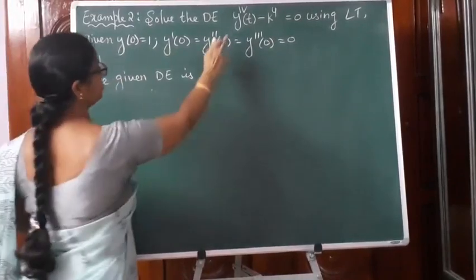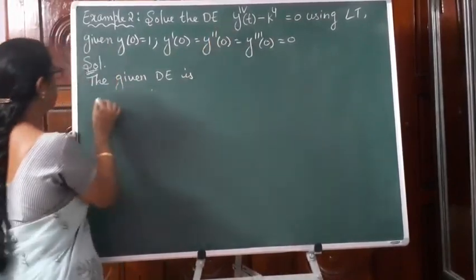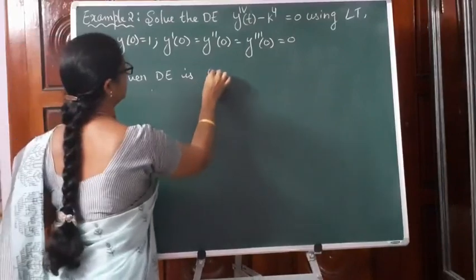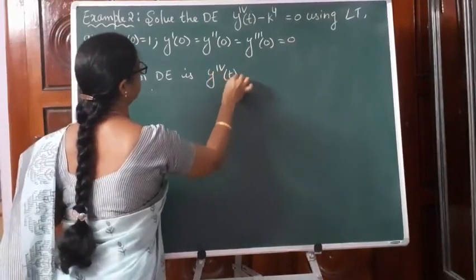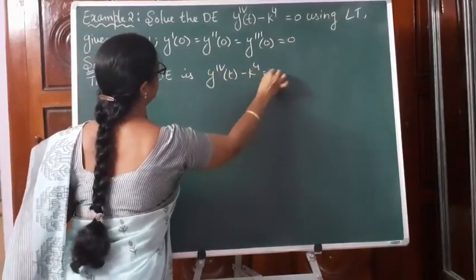So now consider the differential equation and take Laplace transform on both sides. So applying Laplace transform on both sides for this equation, what do we get? The equation is y4 of t minus k power 4 y is 0.